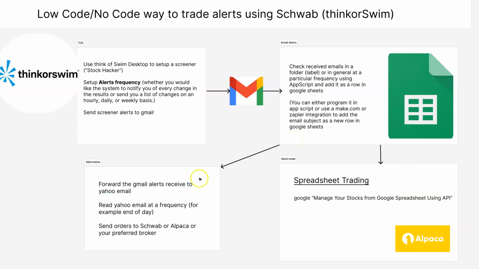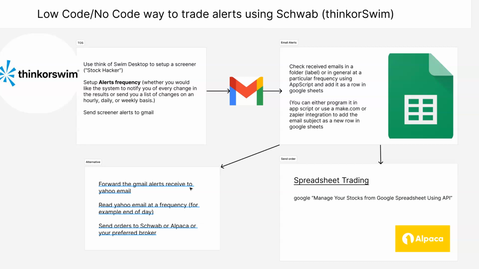The alternative is, I think some people were asking how, once you have the alert, you can use it in Python. What I would say is, if you want to use it in Python, let's say in a Google Colab notebook, a local Jupyter notebook, a Google Cloud function, or if you have your Python program somewhere in the cloud, forward the Gmail alerts to a Yahoo email address. Set up a separate Yahoo email address.